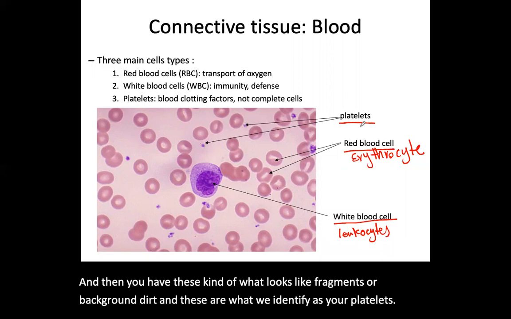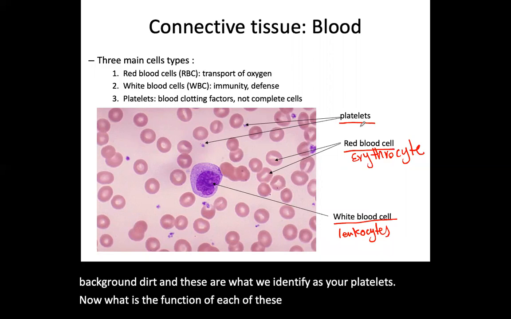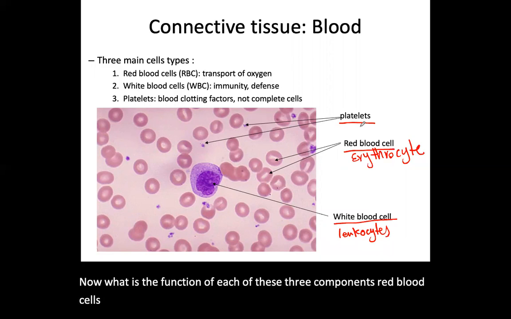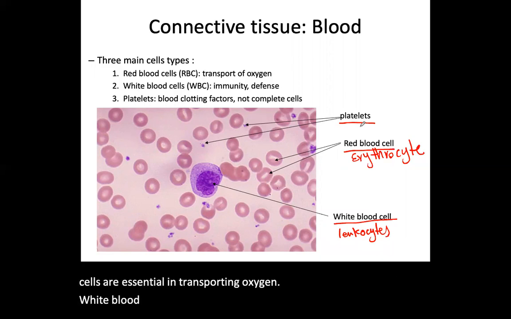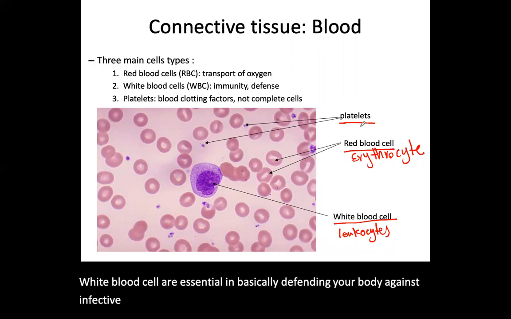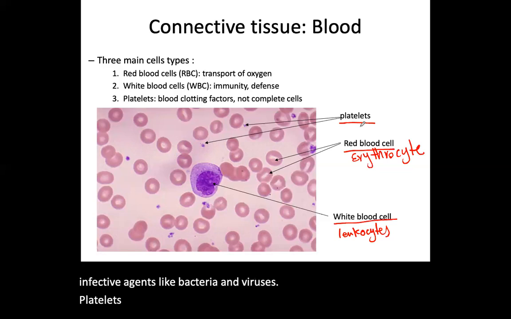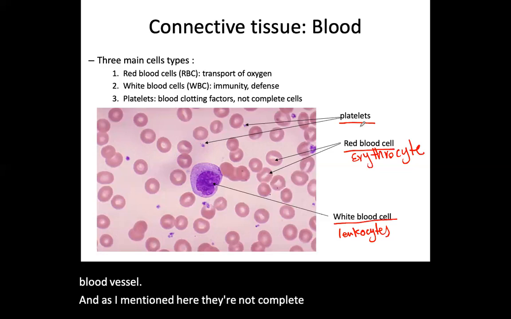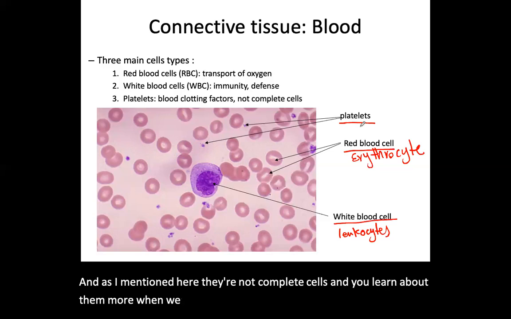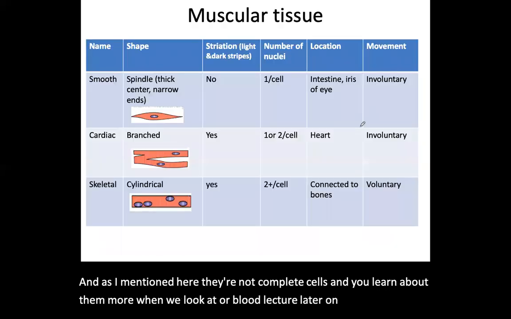Now, what is the function of each of these 3 components? Red blood cells are essential in transporting oxygen. White blood cells are essential in defending your body against infective agents like bacteria and viruses. Platelets are essential in forming blood clots if you have damaged a blood vessel. As I mentioned here, they're not complete cells, and you'll learn about them more when we look at our blood lecture later on in the course.